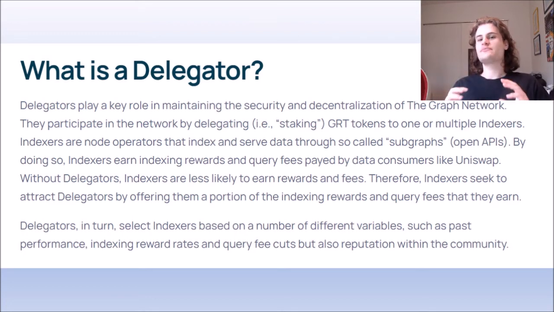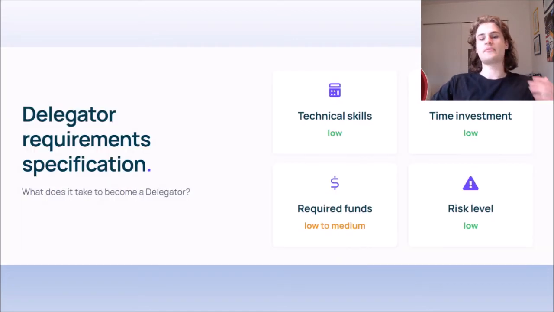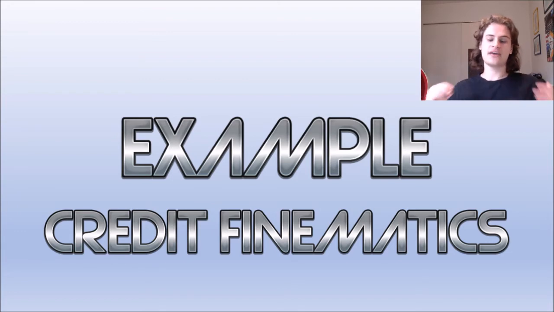I know it sounds a bit confusing, but all you're doing is saying this subgraph is the best, I'll delegate some tokens to it and I'll earn a bit of the reward for doing so. Everyone's economically incentivized to do the correct thing.